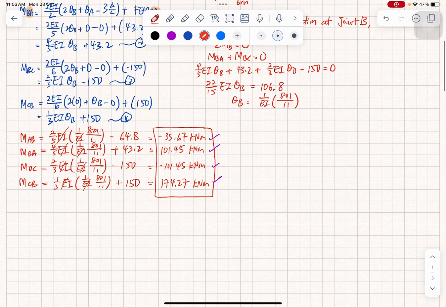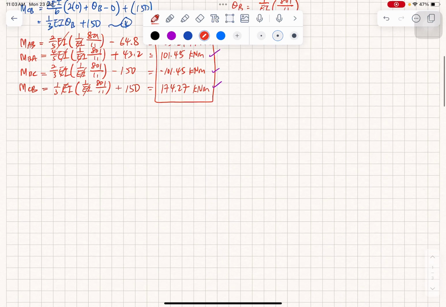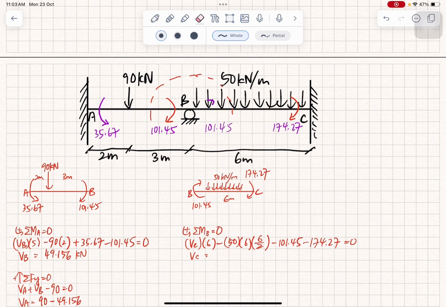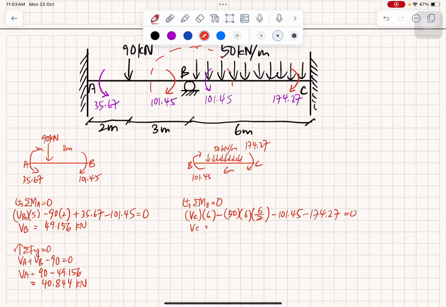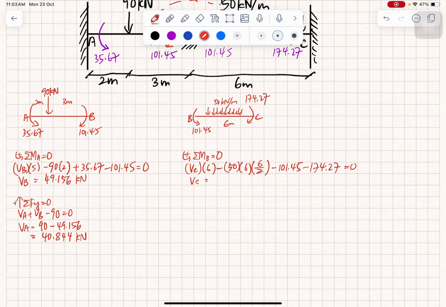Okay, I think I made a mistake here. The negative 101.45 at MBC should be in this direction. Sorry, I made a mistake. So it should be this direction. So from here we can get a positive on that. That will be correct.